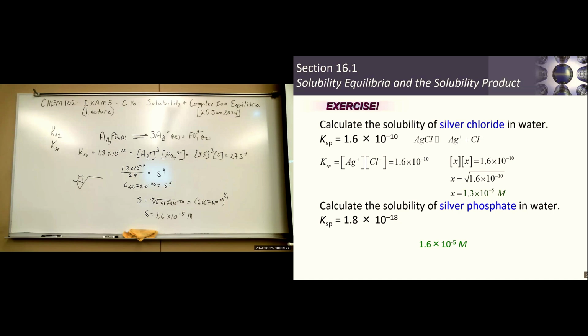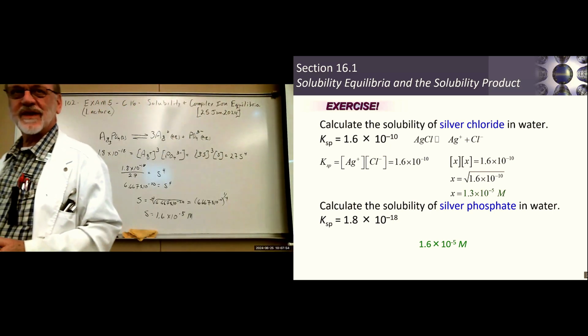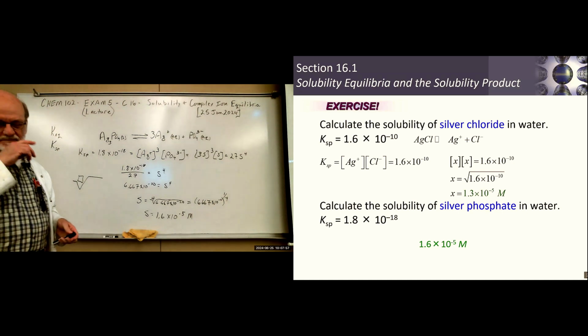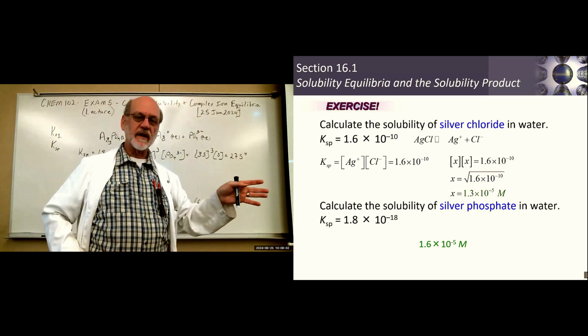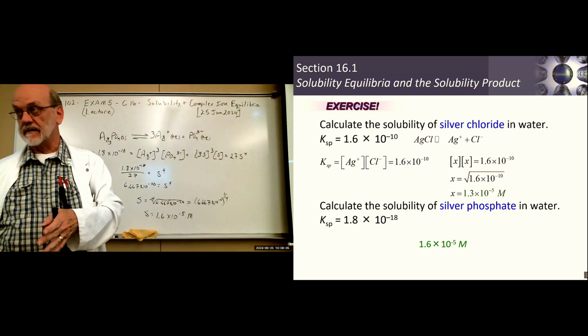Now get the root cube. This one or this one? Then put in the value. 4. One. Overflow error. All right, it's time to look at the user's manual. Okay, yeah. Anybody else have trouble with that? No? Okay. So that's how we go from the Ksp value, solubility product, to the actual solubility.